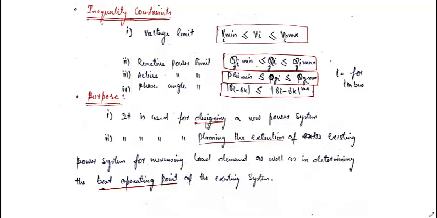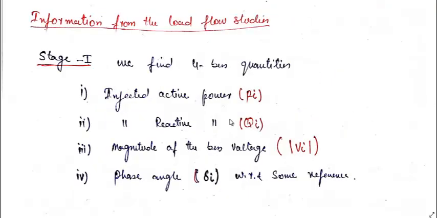We can see three: one is designing of a new power system, one is planning the extension of an existing power system, and one is finding the best operating point of the power system. This is why we do load flow analysis. Now, what is the information that we get? We discussed a little in the beginning that we find four bus quantities: injected active power, denoted by PI; injected reactive power, denoted by QI; magnitude of the bus voltage, VI; and phase angle with respect to some reference. Definitely, this is always with respect to some reference.